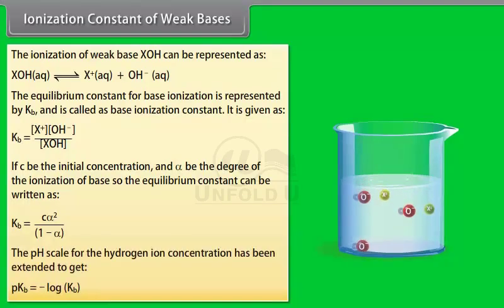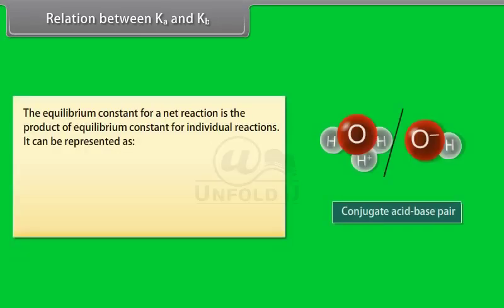The pH scale for the hydrogen ion concentration has been extended to get relation between Ka and Kb. The equilibrium constant for a net reaction is the product of equilibrium constant for individual reactions. It can be represented as K net is equal to K1, K2, K3, and so on. For conjugate acid-base pair, Ka into Kb is equal to Kw.